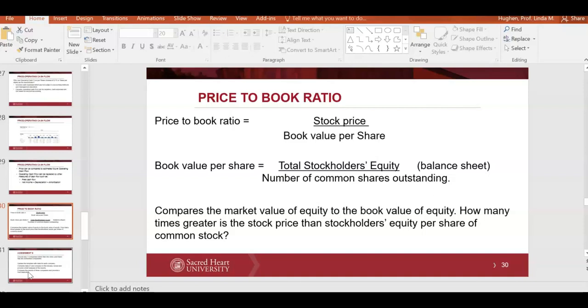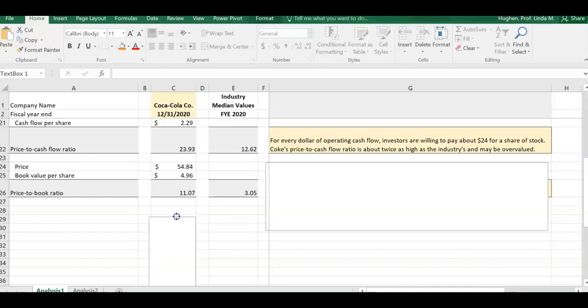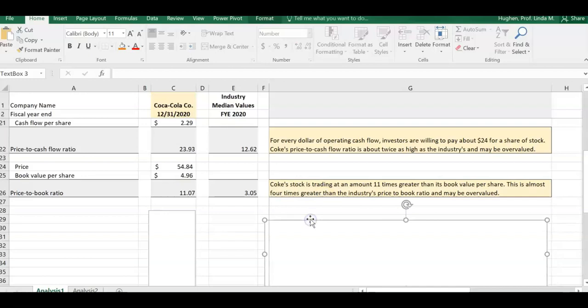Our last metric is called the price to book ratio. We're looking at stock price to the book value per share. And remember, book value per share, if I haven't said it enough, is total stockholders' equity, which we can get from the balance sheet, divided by the number of common shares outstanding. It answers the question, how many times greater is the stock price than the stockholders' equity on a per share basis? For my price to book metric, I came up with Coca-Cola's stock price is 11 times greater than its book value per share. Compare that to the industry median of 3.